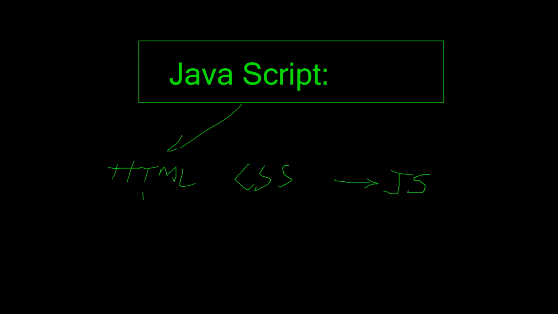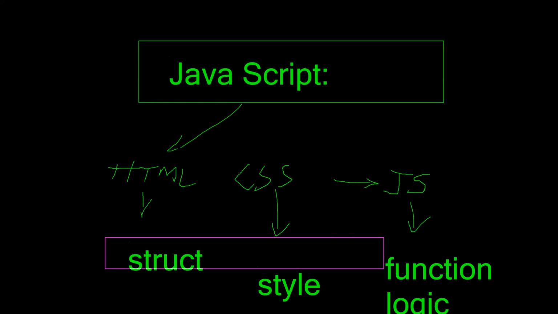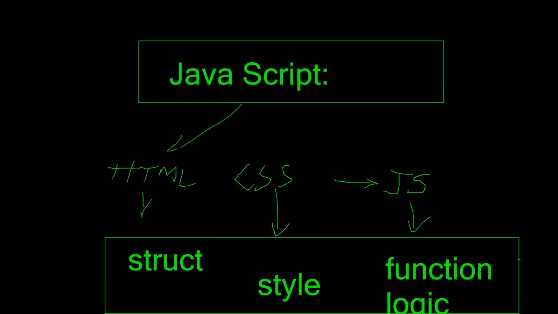The part of HTML is to give the structure. The part of CSS is to give the style to the page. And the part of JS is to give the functionality or logic to the page. These are the three things which each and every web page uses.